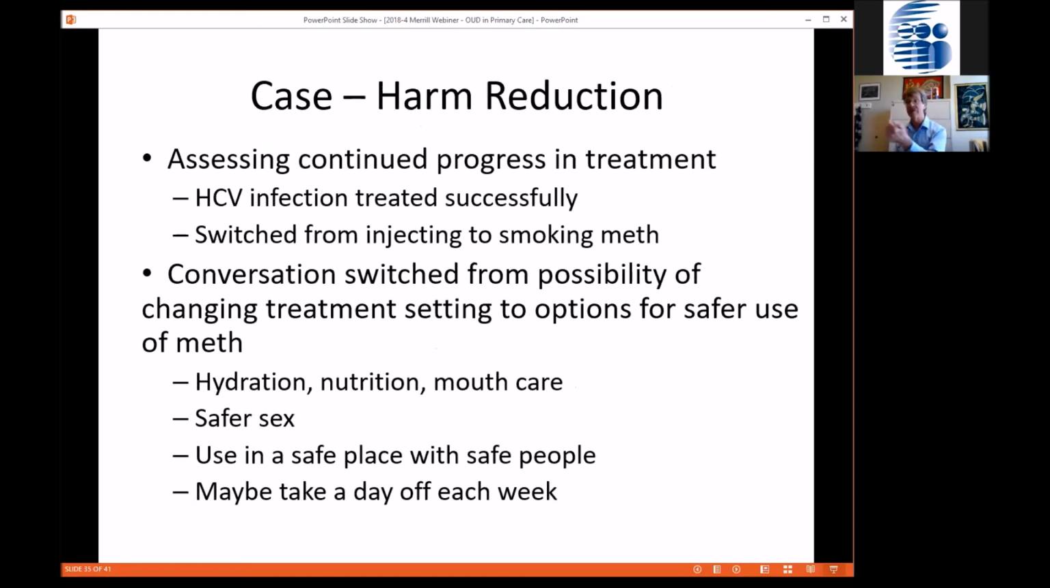Well, the switch to smoking, maybe taking a day off each week, maybe just taking care of yourself while you're using, staying hydrated, nutrition, mouth care, safer sex, trying to use in a safe place with safe people. So he may change further. He may even stop the meth eventually, but we see so much progress in treatment, we're not going to discharge him for the meth use.